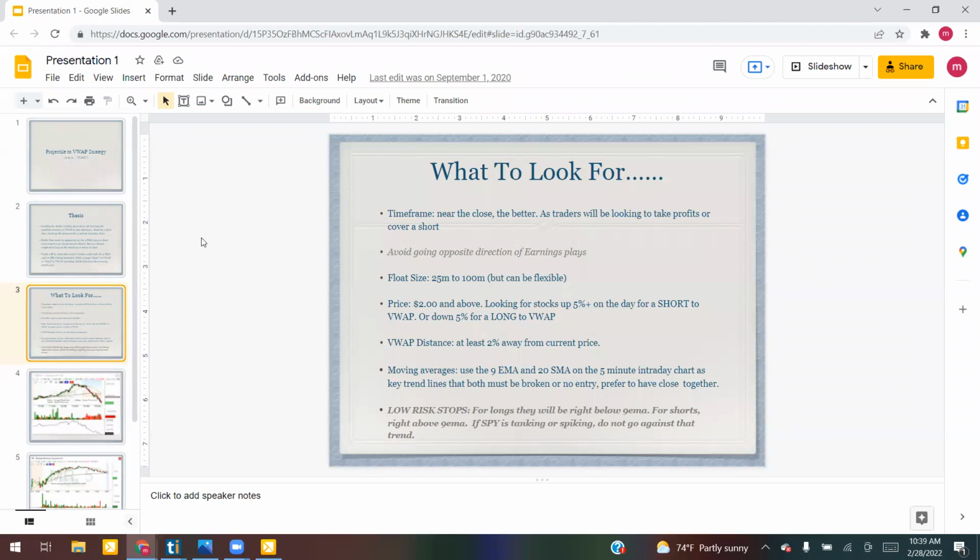Now here's a key. I bet you didn't realize. We're looking for stocks that are up at least 5% on a day for a short to view up, or down 5% for a long to view up. Why 5%? We're looking for stocks where the day traders have made decent money already today. And we know they're going to be looking to capitalize and get out of their stock. So in essence, you get a squeeze at the end of the day towards VWAP. All right, the VWAP distance at least 2% away from the current price.